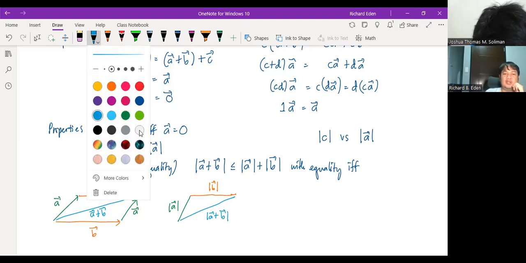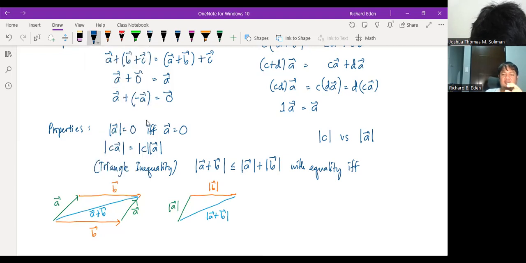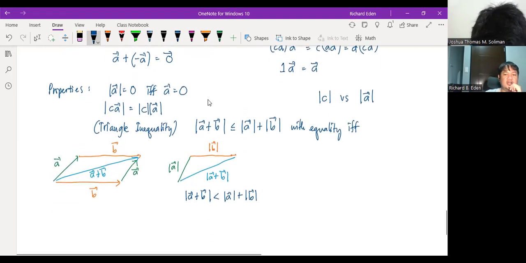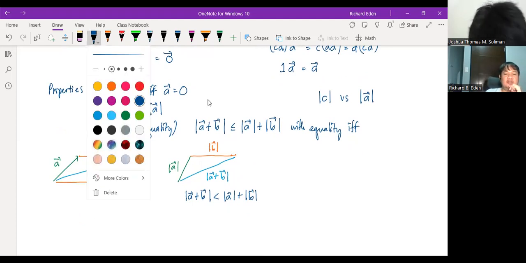And from the triangle inequality, in this case, we have a non-degenerate triangle. We then see that the length of A plus B is strictly less than the length of A plus the length of B. Now, in this illustration, I drew A and B so that the vectors are not parallel. But what would happen if they were parallel?